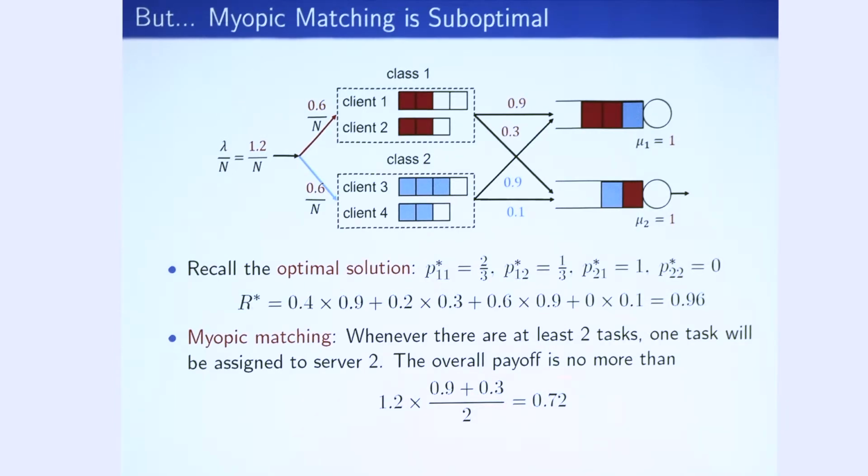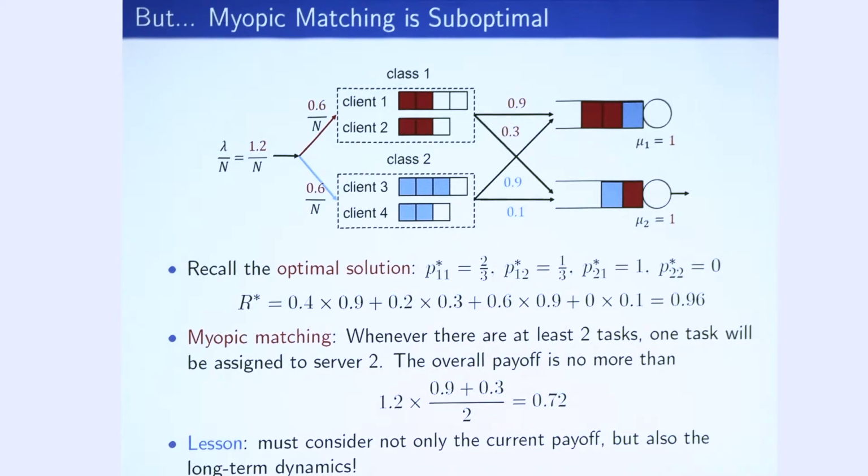Okay, and by the way, in the system, most of the time you will see there are at least 2 tasks. So you can see this number is actually strictly lower than the Oracle upper bound, even though I'm now assuming that UCB estimates are exact. So the crucial lesson that we learned is that this myopic matching policy focuses too much on the instantaneous payoff. For the optimal policy, we need to consider not only the instantaneous payoff, but also long-term dynamics.